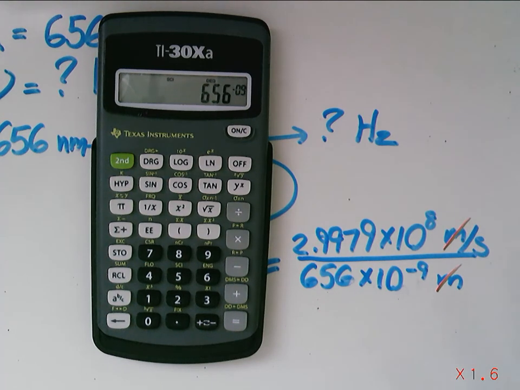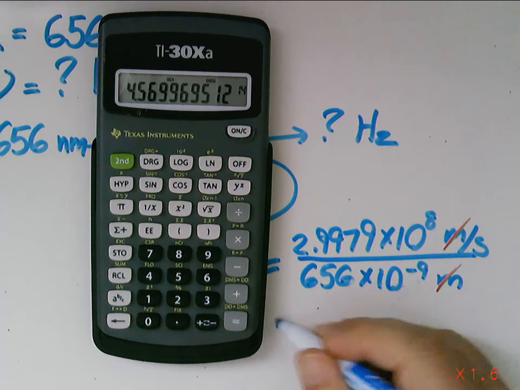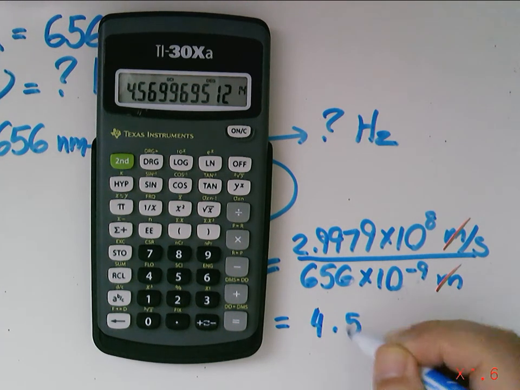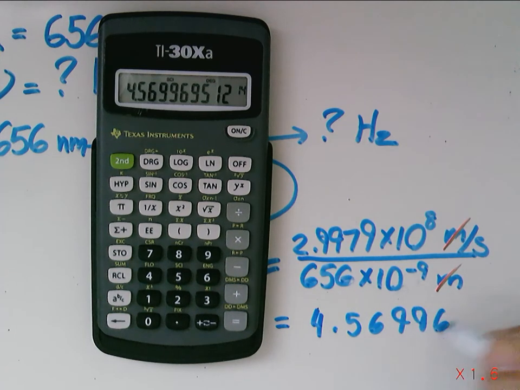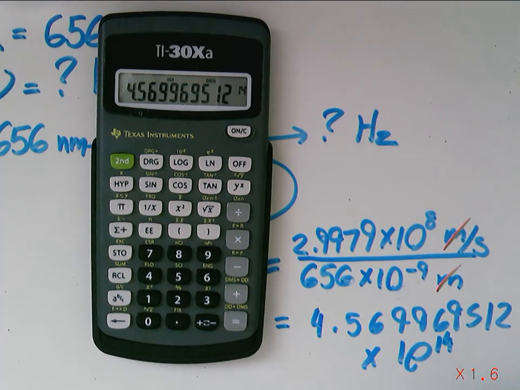You're only interested in the answer. You don't have to put everything into proper scientific notation unless you're showing it to another person. Now if I say equals, I should get my answer. And it is 4.569969512 times 10 to the 14 hertz. I can say 1 over seconds, or I can say hertz. Same thing. Those both mean the same thing.